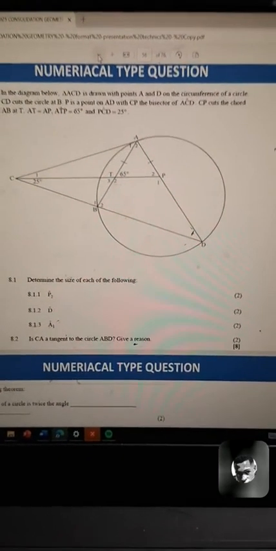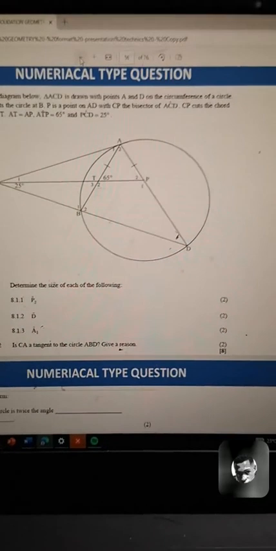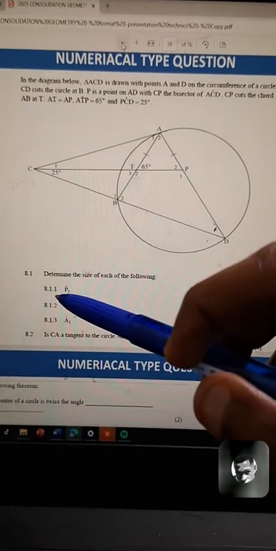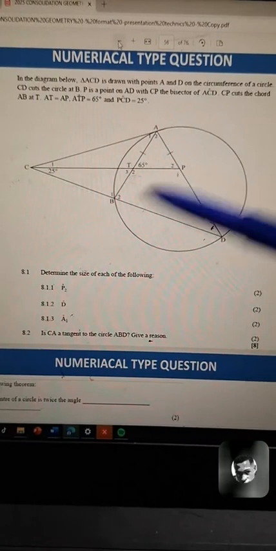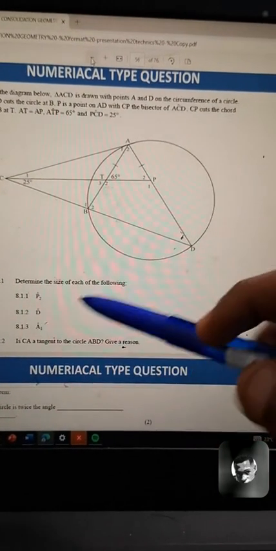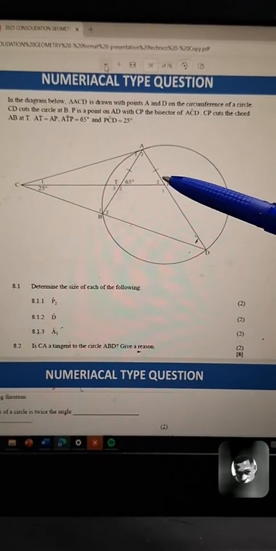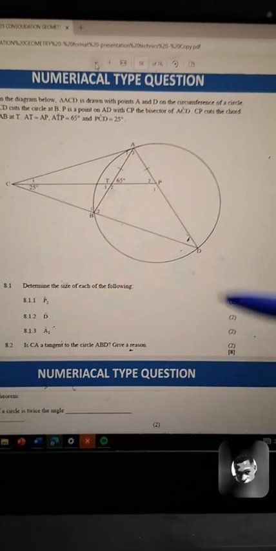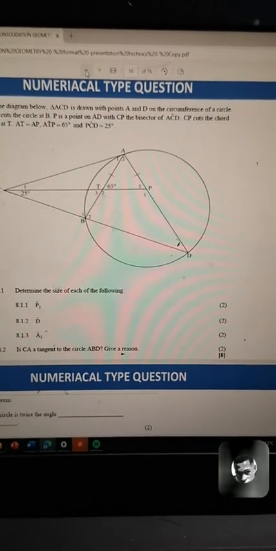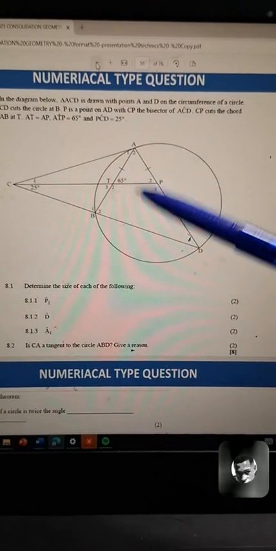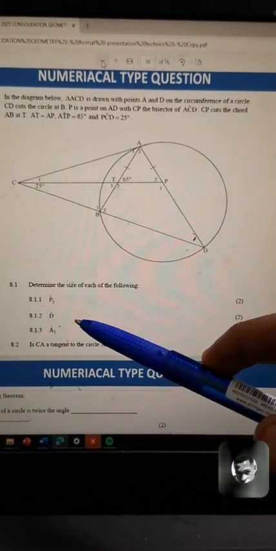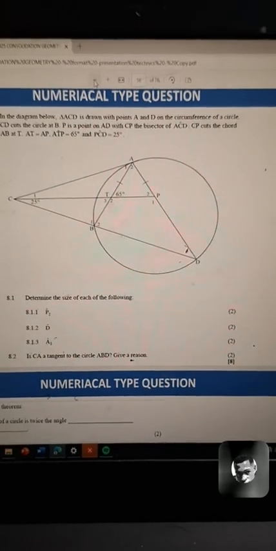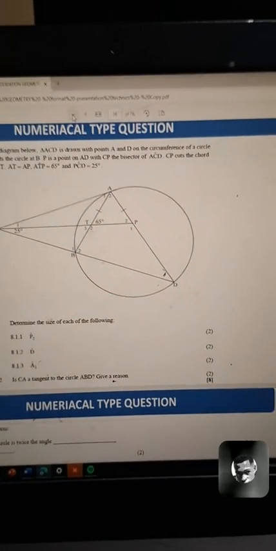Now, do you perhaps have a quicker way to get to angle D after answering question 8.1.1? Remember, we were initially asked to find angle P2, and we got it: it is 65 degrees. Since it's 2 marks, the steps we could take are probably much quicker. Do you have a quicker way to get to angle D? Yes, there's a quicker way. Sure, let's check out the quicker way.